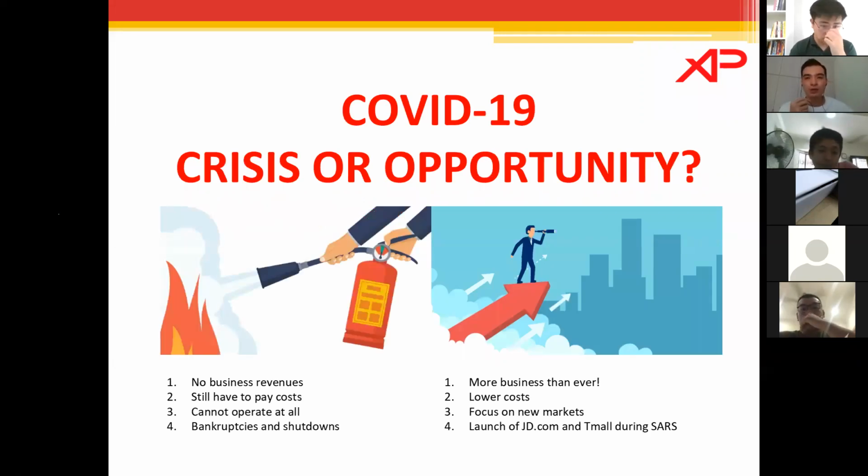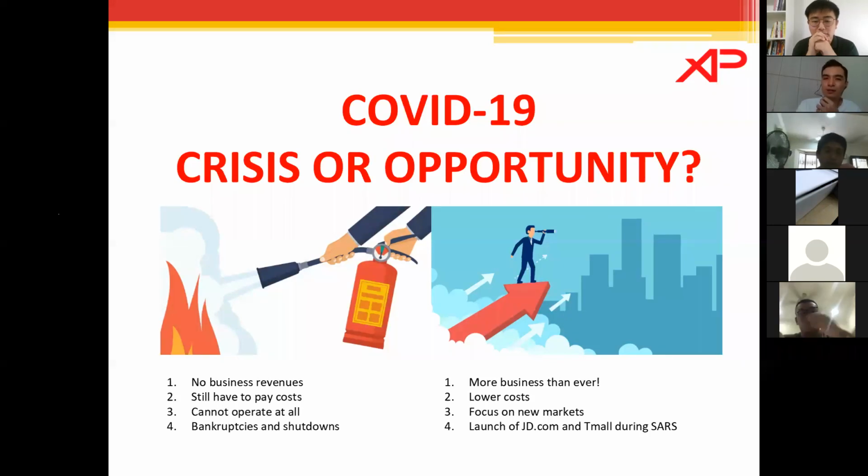So we'll take a quick poll, right? There's actually the current situation, we can look at it as a crisis or opportunity, right? And if we're looking at a crisis perspective, then it's pretty usual to say there's no business revenues, you still have to pay costs, you can't operate at all, bankruptcies and shutdowns, right?